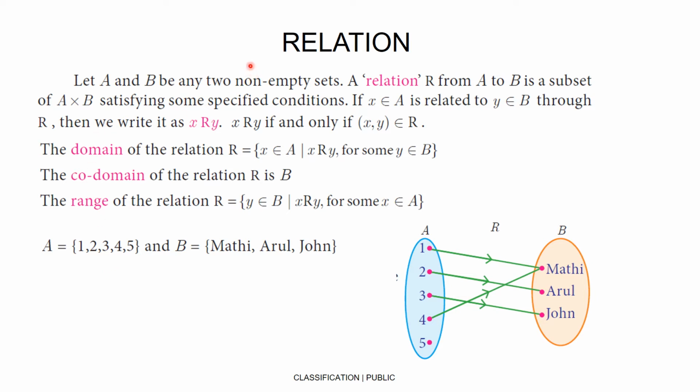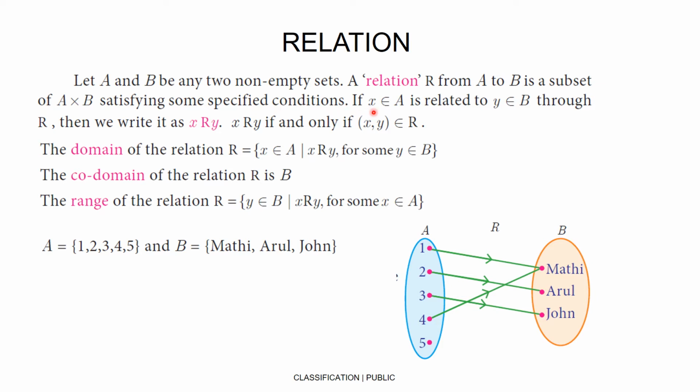Good morning students. Today we are going to see about relation. Here, the definition of relation is: let A and B be any two non-empty sets. You see some elements are there from A and B. A relation R from A to B is a subset of A cross B. A cross B means what? Ordered pairs, satisfying some specified conditions.